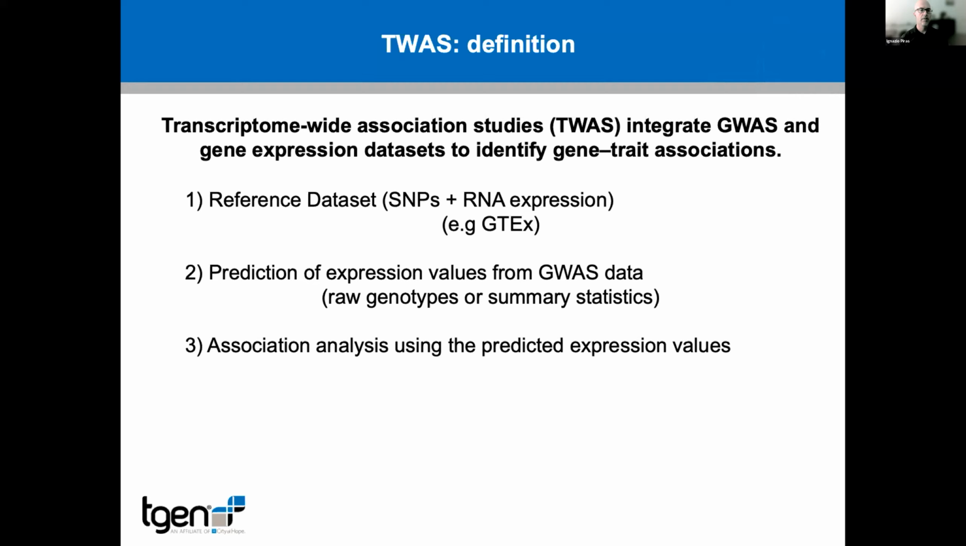What we need is a reference data set, an independent data set. So we run a GWAS and we go to some database, and we need to find a reference data set where there are SNPs and RNA expression values collected from the same sample. For example, GTEx is the most widely used for this purpose. And then we predict the expression values in our GWAS using the reference data set. And then we run the association analysis using the predicted expression values. So basically, it's only one in silico workflow. So we don't need additional experiments.